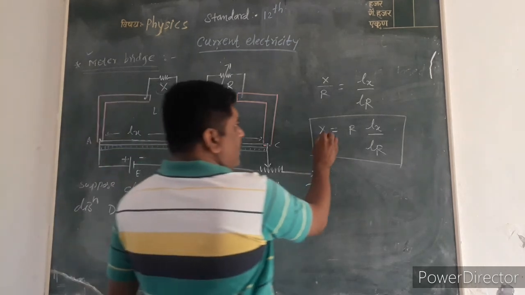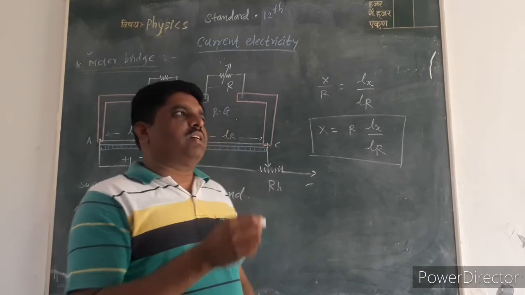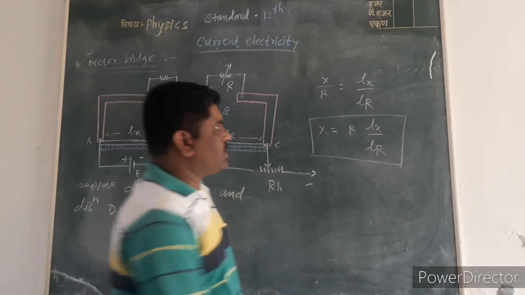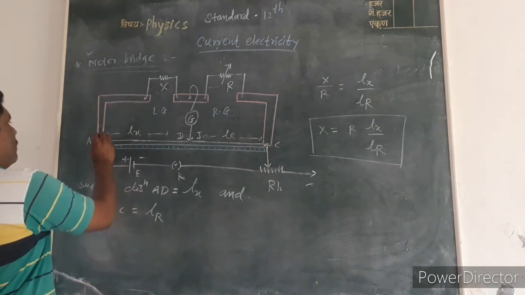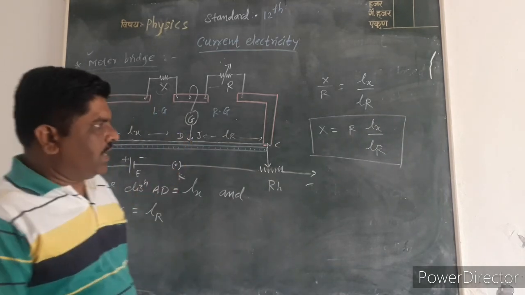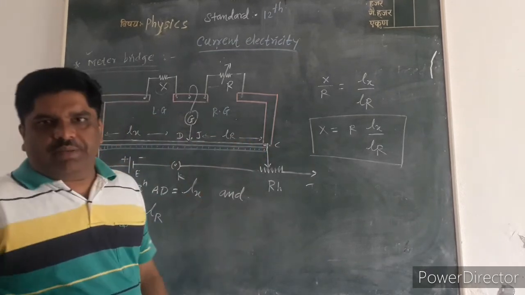Where X means unknown resistance, R means resistance from the resistance box, Lx is the distance from A to D, and Lr is the distance from D to C.